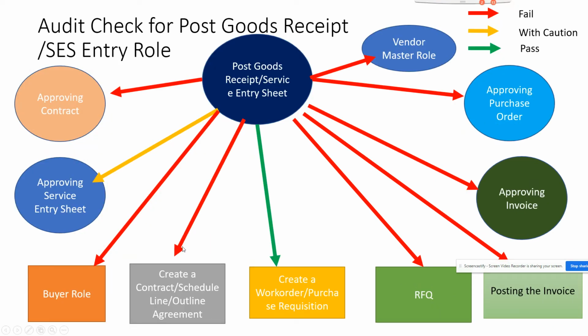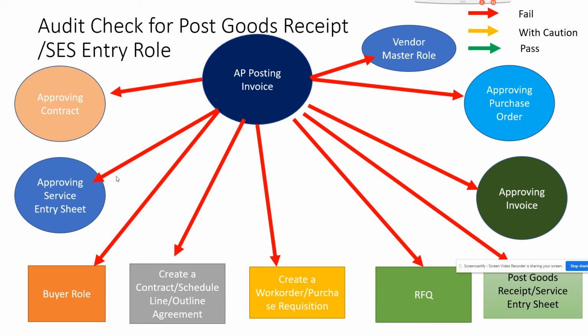Okay, this is red. For a person entering a goods receipt and creating a contract, no. A person entering a goods receipt and creating a purchase order, no, that cannot happen. Okay, a person entering a goods receipt or service entry sheet and approving a service entry sheet. Service entry sheet is generally for time entry cases where there is an external employee or a timekeeper who is entering.